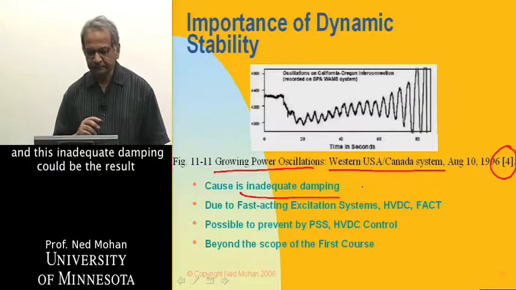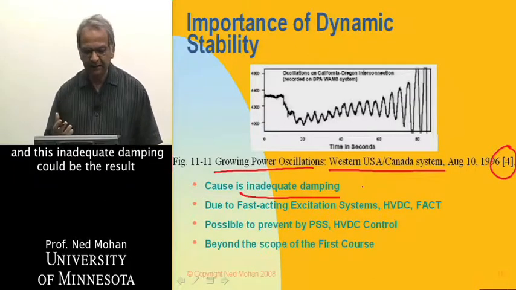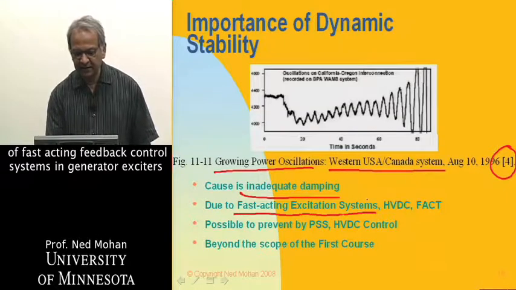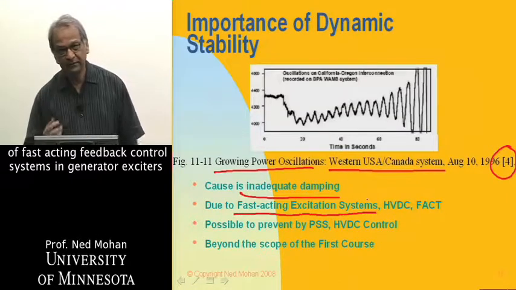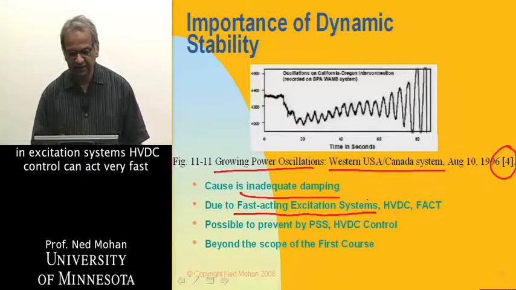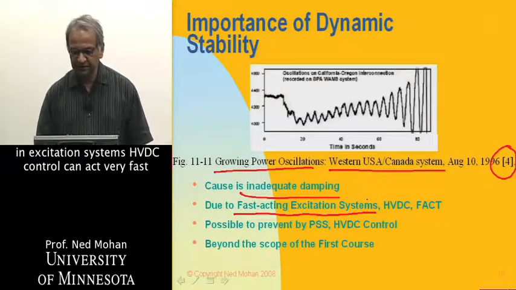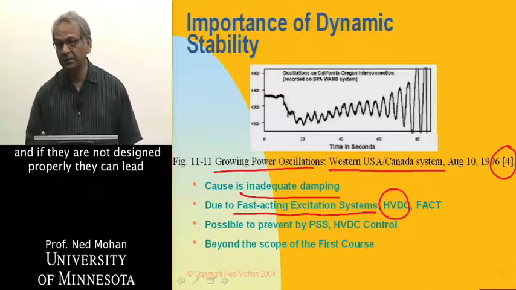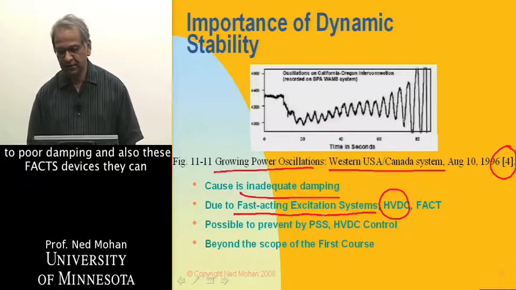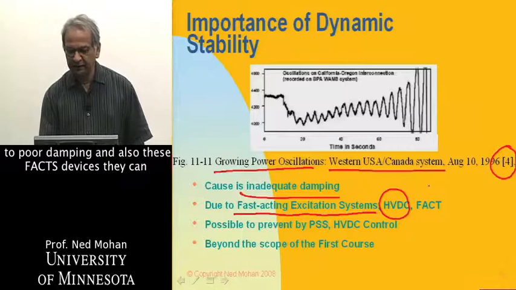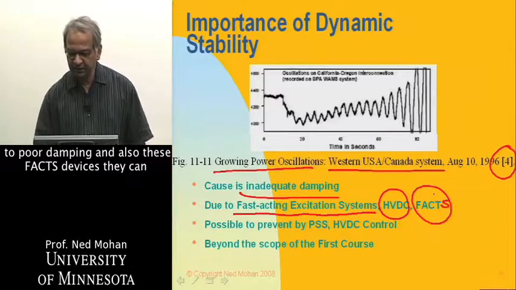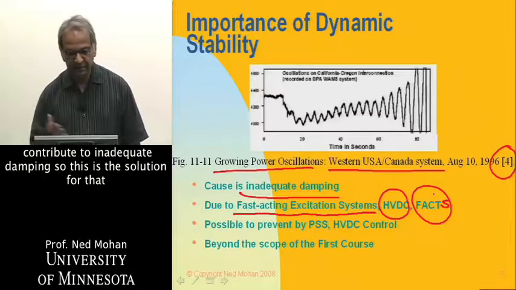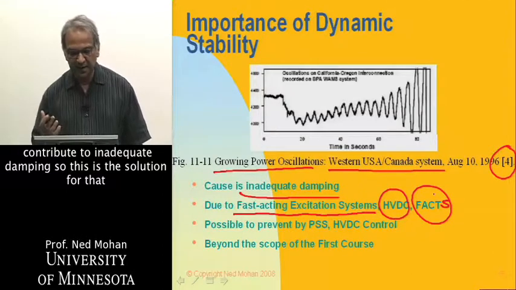And this inadequate damping could be the result of fast-acting feedback control systems in generator exciters, in excitation systems. HVDC controls can act very fast, and if they are not designed properly, they can lead to poor damping. And also these FACTS devices that are being used, again, they can contribute to inadequate damping.